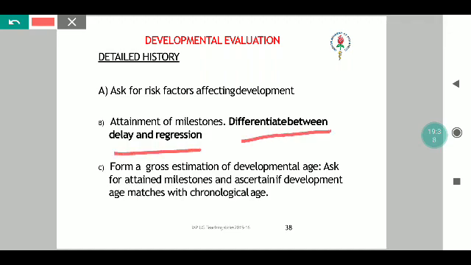Now, the term delay means the milestone is not yet attained as expected for the age, and regression is the loss of a milestone which is already attained. Now, it is also important to know whether the developmental age of the child matches the chronological age.